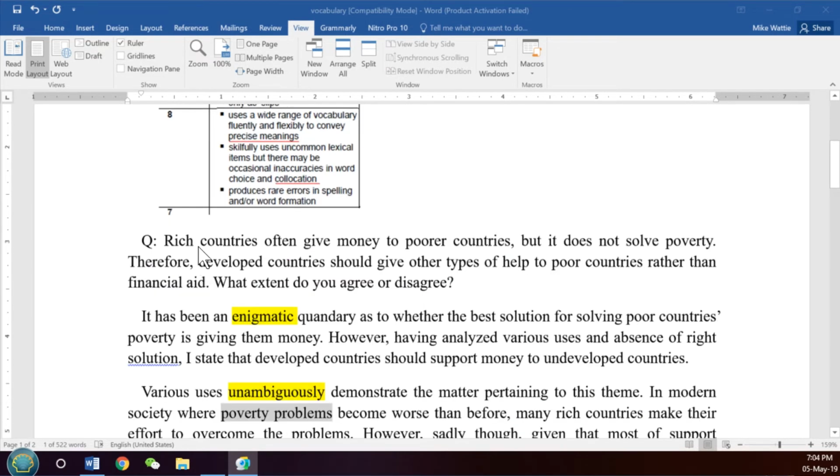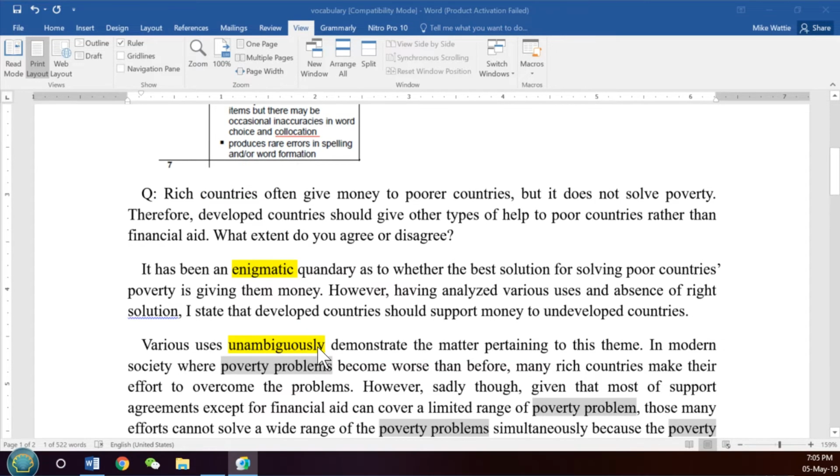And let me just read out the question, because you need that maybe for context so that you understand why certain words are being used. Rich countries often give money to poorer countries, but it does not solve poverty. Therefore, developed countries should give other types of help to poor countries rather than financial aid. This should say, to what extent do you agree or disagree? Okay.